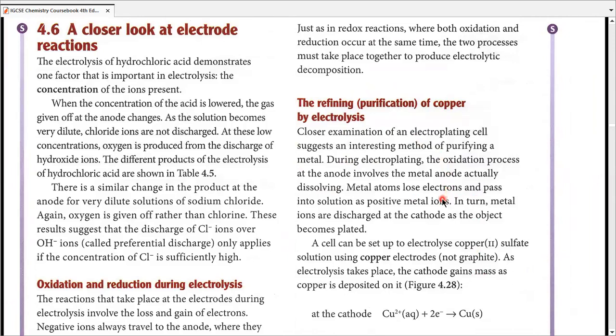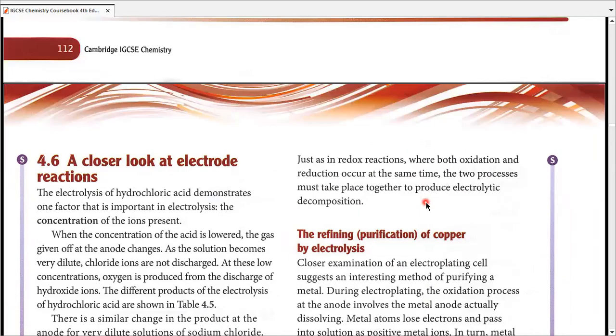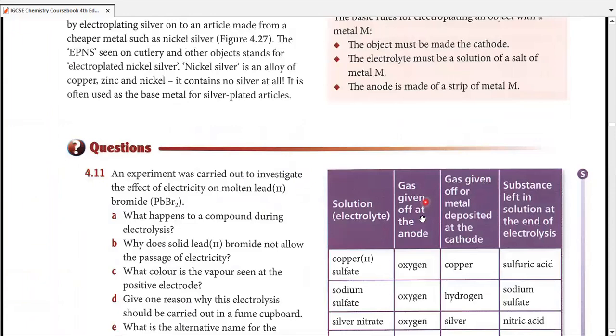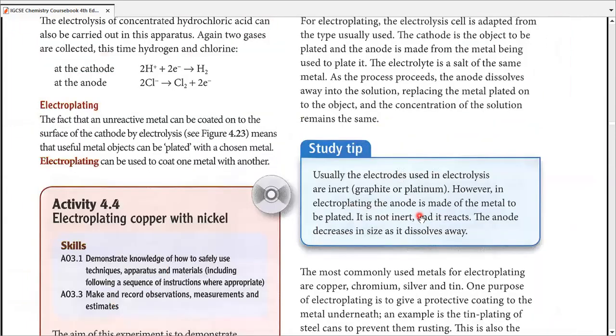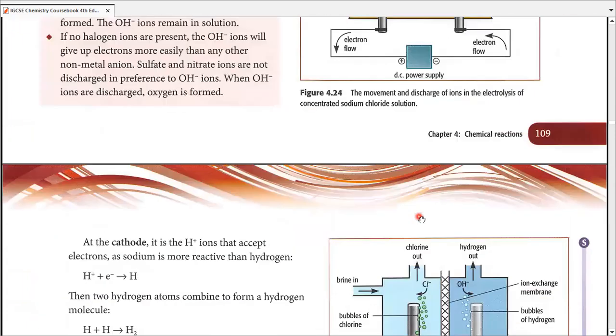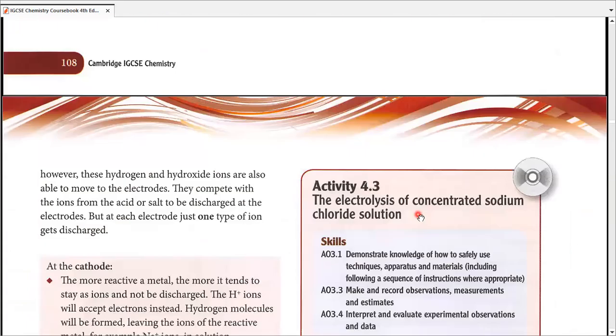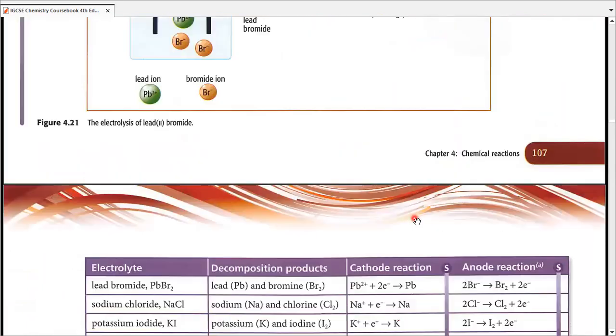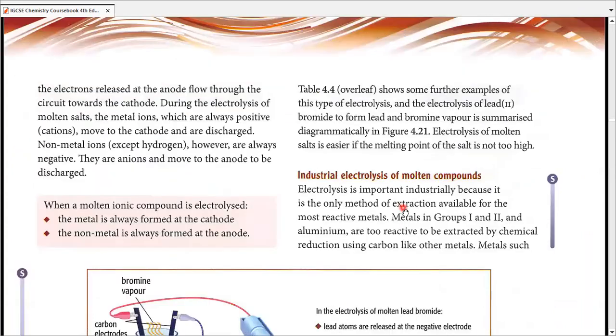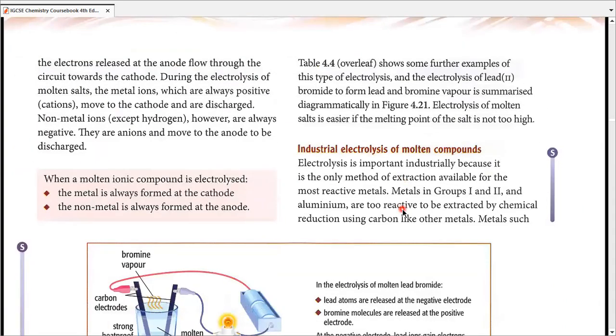This is also industrial. So refining of copper, aluminum oxide, sodium chloride, dilute acid solutions or water. These are the industrial parts, including electroplating, that we need to discuss today. So these are 4 to 5 very small topics which I am going to cover today, putting them all into one place. So I'm back to page 107, the heading Industrial Electrolysis of Molten Compounds.